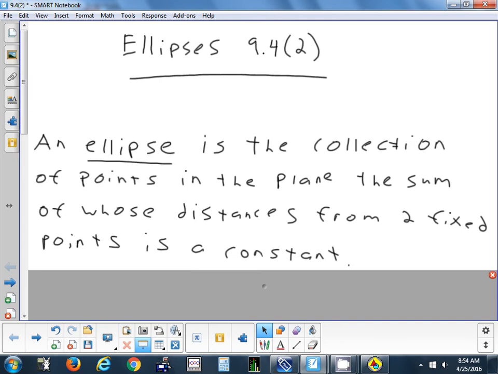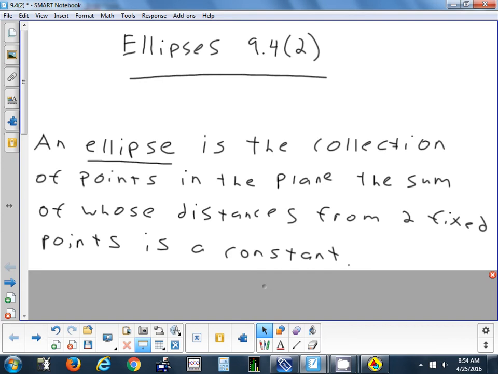Okay, an ellipse is a little different. We're not just measuring a distance from a single point. We're measuring a distance from two points, and we're adding them up. When I show you the picture and move the point, I think it'll make more sense.